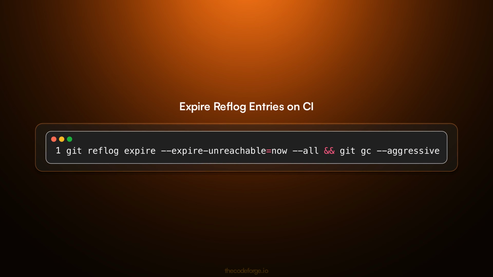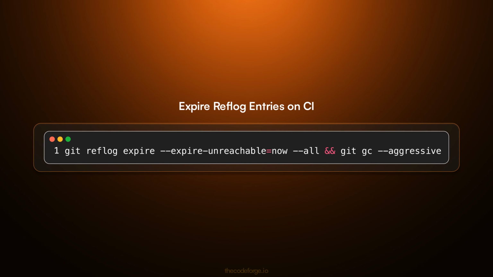Set up a CI job that runs git reflog expire --expire-unreachable=now --all and git gc --aggressive on build agents to prevent reflog bloat. Developer machines should keep the default 90-day expiry. For critical repos, consider backing up .git/logs as part of your backup strategy. It's a small file that can save weeks of work.